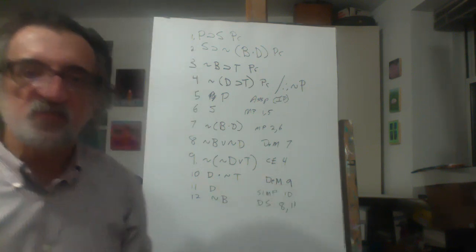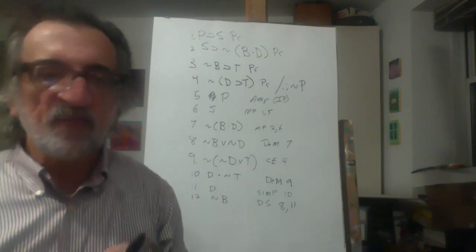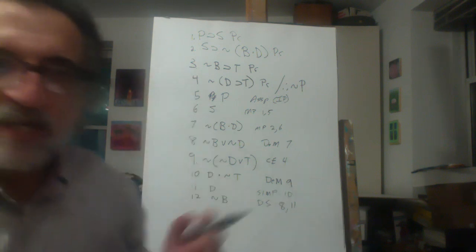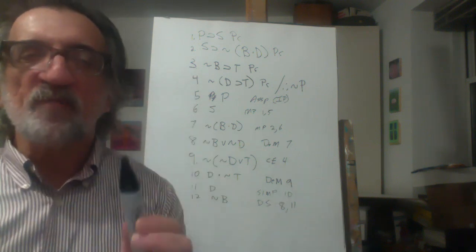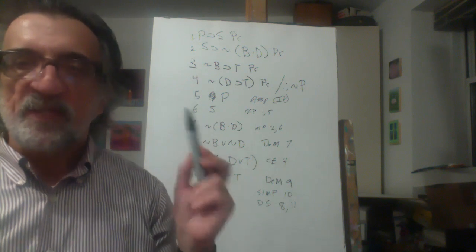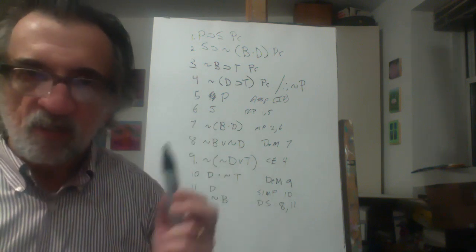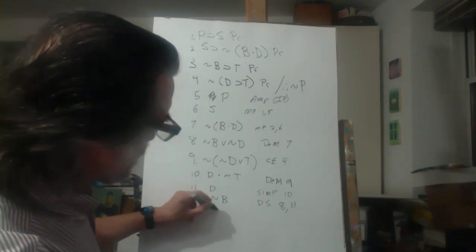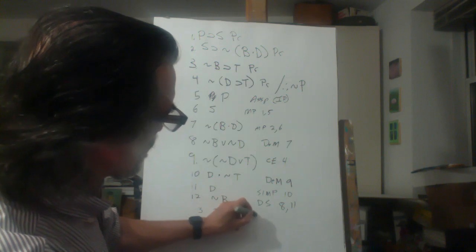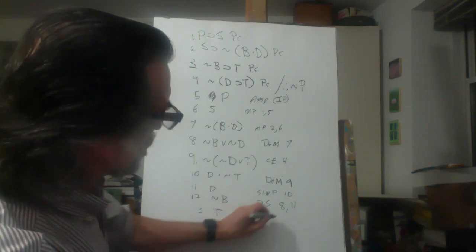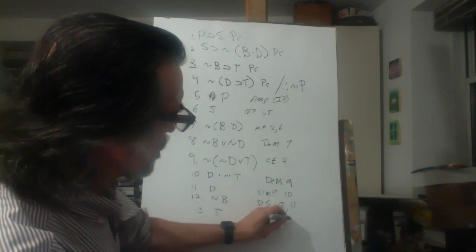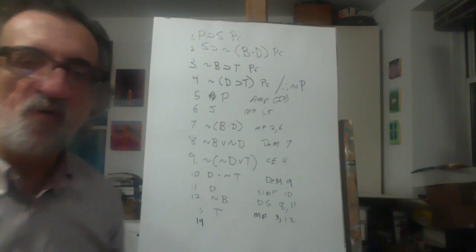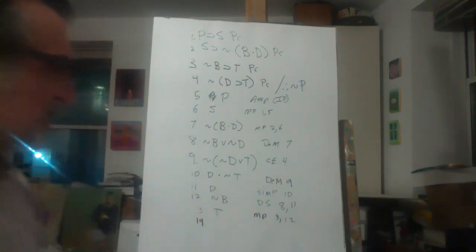So by the disjunctive syllogism, going to lines 8 and 11, we wind up with the negation of B. And now we can return to that other premise, line 3, if not B, then T. Using modus ponens, we go back up there and we get T.